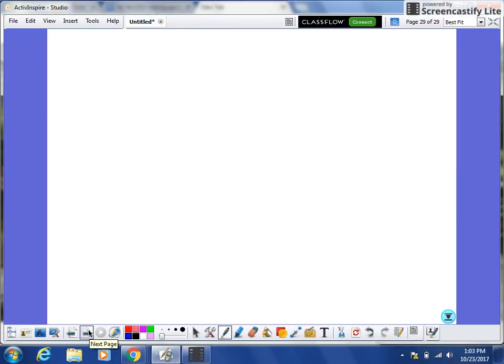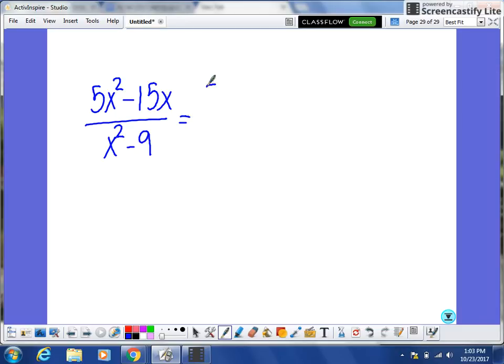Example 4, we have a 5x squared minus 15x. On the bottom, we've got an x squared minus 9. All right, on top, look for a GCF. Should have a GCF of 5x. That will leave me with an x minus 3. On the bottom, there is no GCF.